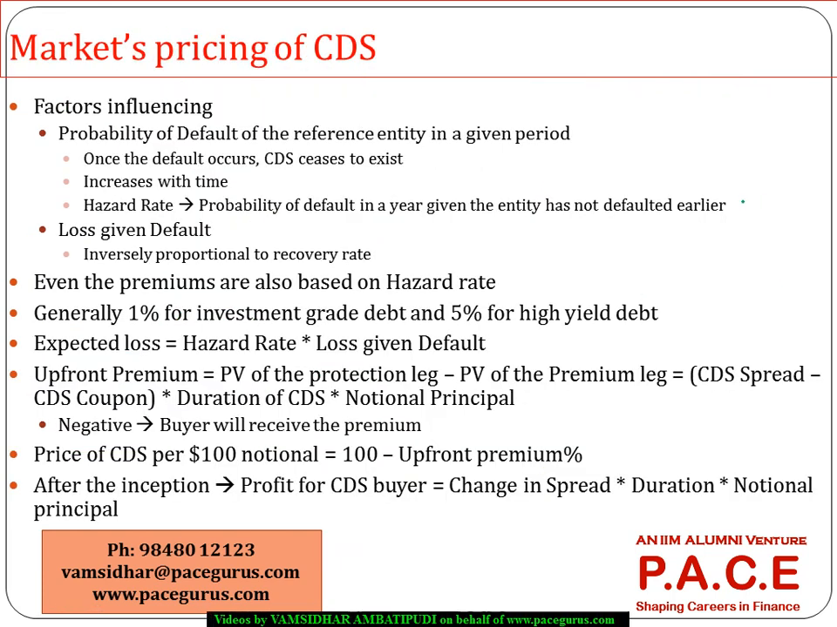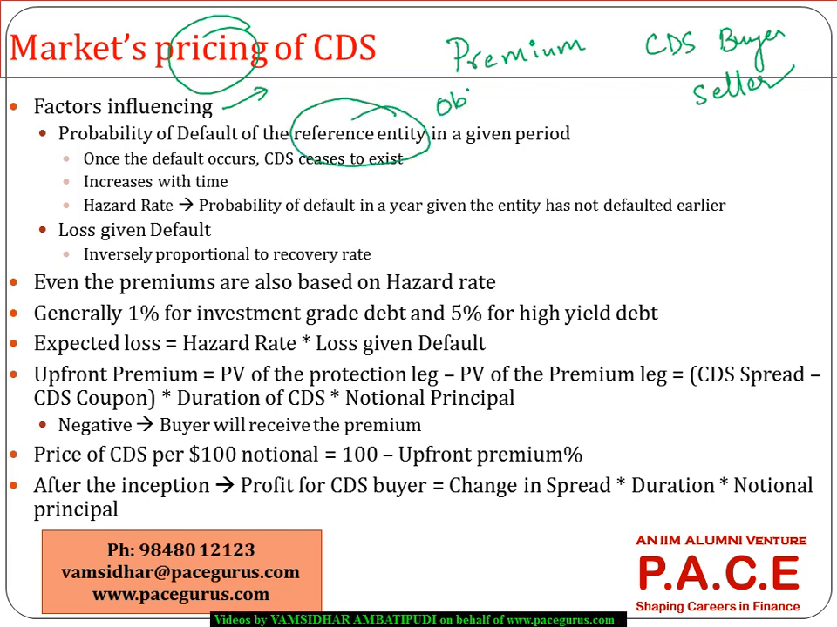And how does this CDS pricing typically happen? When I say pricing, it is more associated with the premium which the CDS protection buyer has to pay to the seller. This is what we call the pricing of the CDS. The major factors that play a role in the pricing are with respect to the reference entity or even the reference obligation. We look at the probability of default, because once the default occurs, the CDS ceases to exist. Just like a life insurance policy, once the death occurs, the policy ceases to exist. Same logic comes in here.